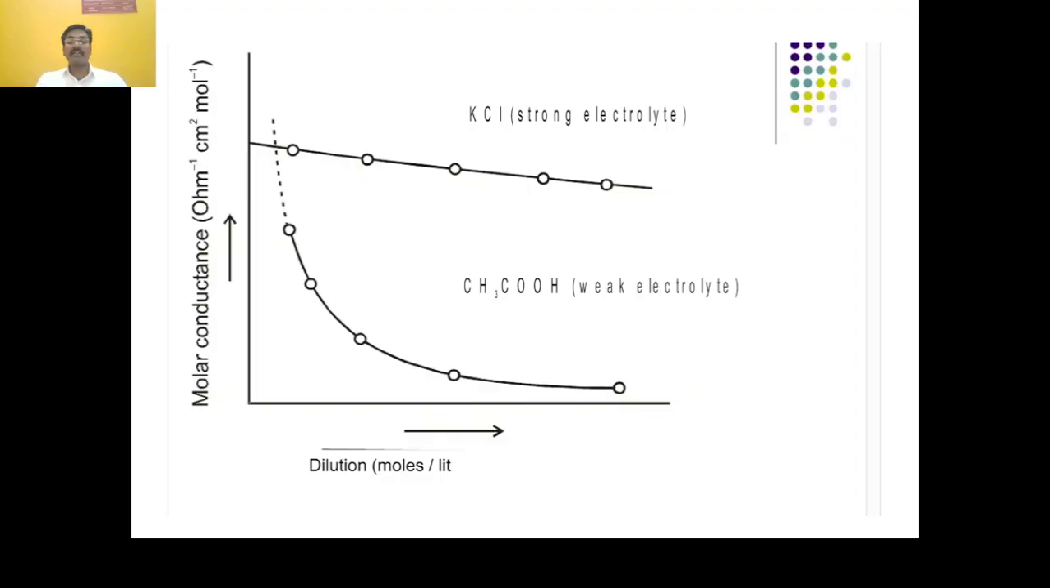Similarly, in the case of a strong electrolyte, suppose we have taken potassium chloride, there is a gradual decrease in the molar conductance with increasing concentration. And similarly, the molar conductance also decreases with concentration.